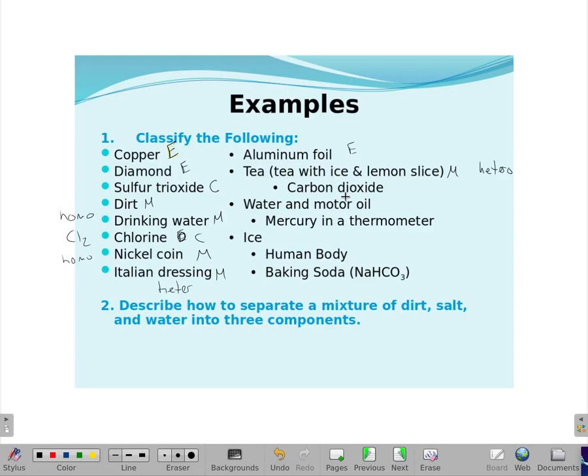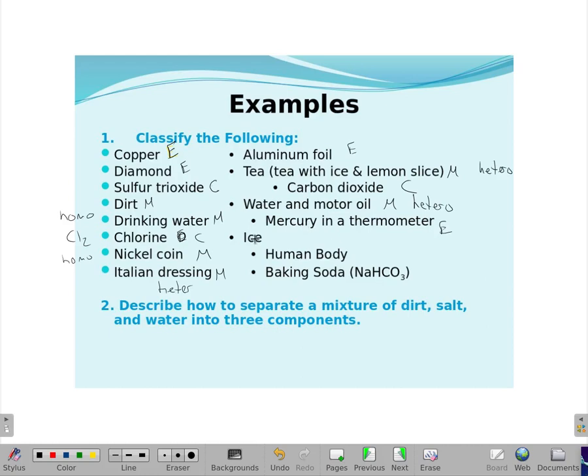Carbon dioxide, compound. Water and motor oil. Oh, that'd be a scary thought, right? Having water inside your car with motor oil or having motor oil floating around in the ocean. Those are definitely a mixture, and it would definitely be heterogeneous. There's no way those would mix. Mercury in the thermometer. That's actually an element. Mercury itself is a metal. It just happens to be a liquid at room temperature.